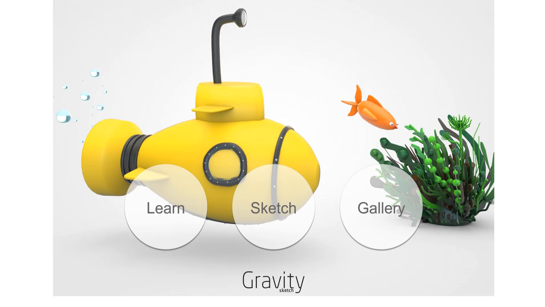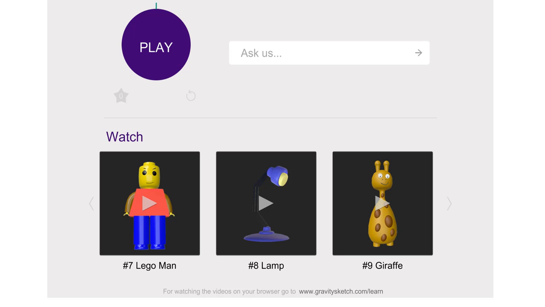When you open up Gravity Sketch, you will see there's three key areas. The first area is where you can learn how to use the application. The second one is where you can sketch your own 3D models, and your gallery is where you can save all your 3D models. You can then save them and export them, or save them to edit them at a later date. When you're in the Learn area, you will see it's broken down into bite-sized chunk videos. These are particularly useful when working with learners.